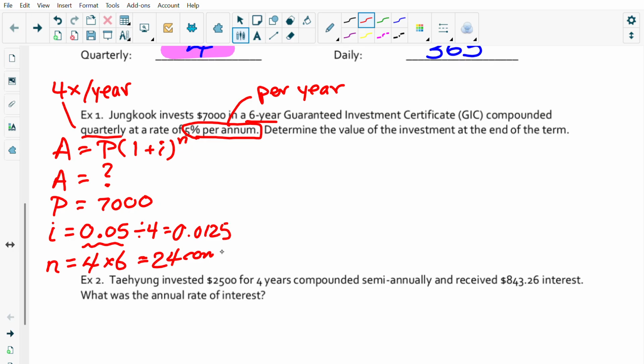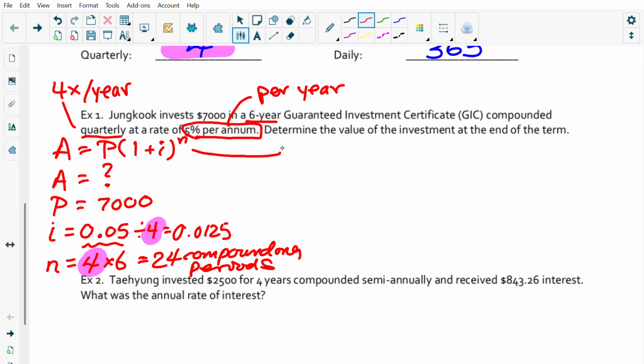So 24 compounding periods. Okay, I'm going to point this out here. See this 4 here, that's quarterly. See how it's related to the interest rate, 4. You have to do this when you are using this equation.